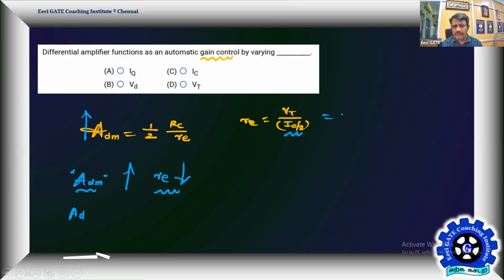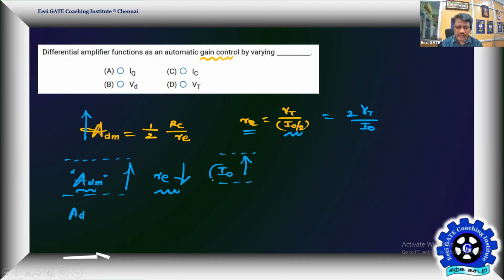So we can perceive this is 2 times VT by I naught, that's your small RE. To decrease RE, it's possible by increasing what? I naught. So now establish a clear control: you can control your ADM by controlling I naught. That's the point. It's very indirect, very fundamental. Now I naught increases means ADM will increase. If I naught decreases, ADM will decrease. That's all.